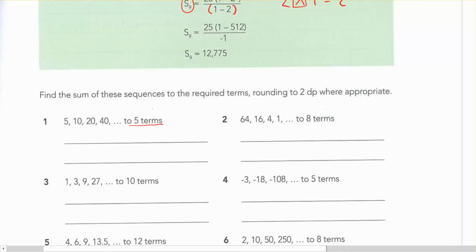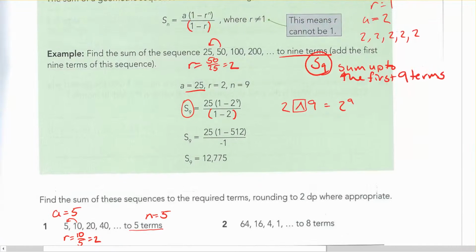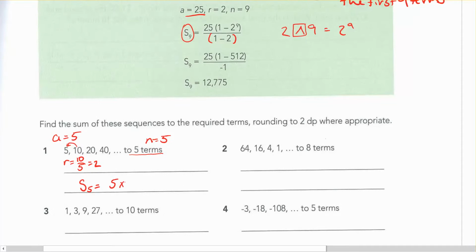So here, the first 5 terms, they want us to find when n is equal to 5, a is equal to 5, and here 5, 10, 20, 40. Again, if you're not sure, do your division. 10 divided by 5 is equal to 2. You're doubling. So the sum to the first 5 terms that we're looking for, using the formula, is 5 times 1 minus r, in this case 2, to the power of 5, because that's n, all over bracket 1 minus 2. And you'll get your answer.